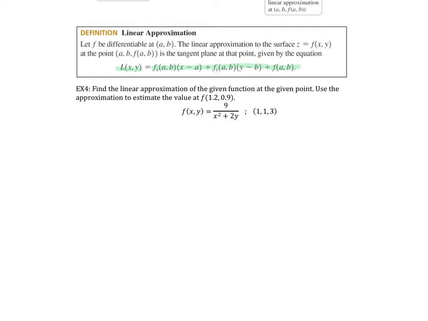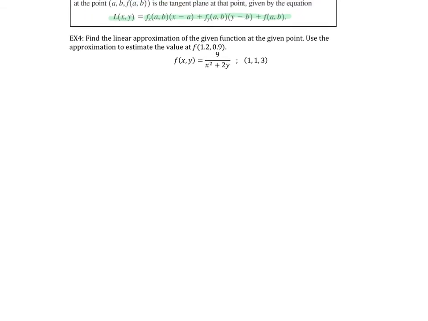In example 4, we're asked to find the linear approximation for the given function at the given point. And then we're going to use this linear approximation to estimate the value of the function at the point (1.2, 0.9). So the point (1, 1) is a point on our function.